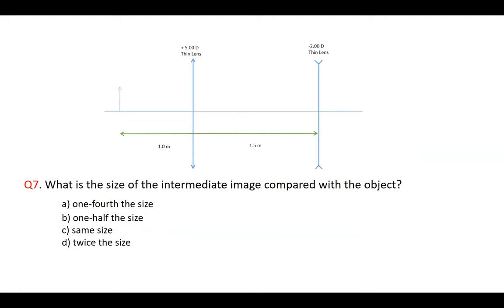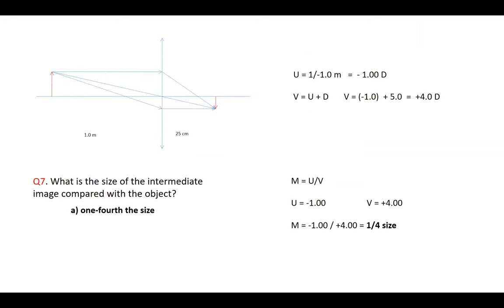Yes. So for question number seven, I said that the size of the intermediate object is smaller. I initially thought that it was 1/2 of the size, but based on the drawing and the previous question, I believe that the answer should be 1/4 of the size. It is 1/4 of the size. So yeah, E equals U plus D is a good way to determine what the size is.